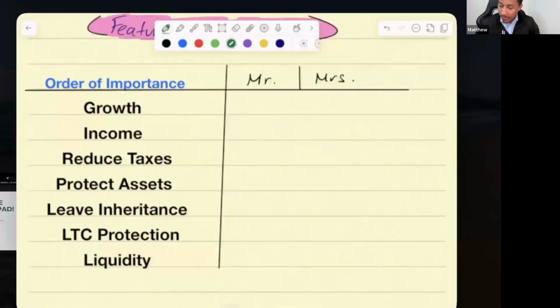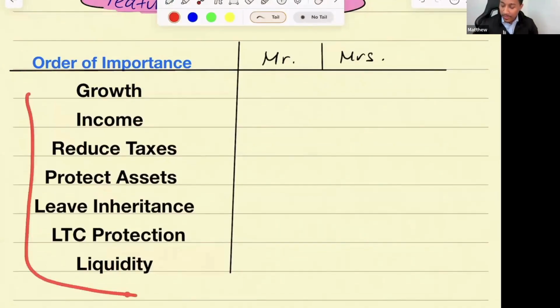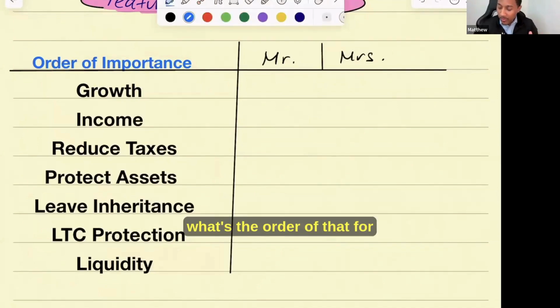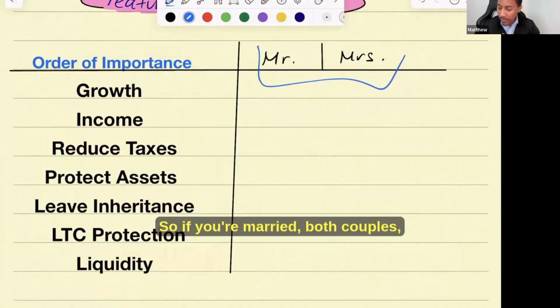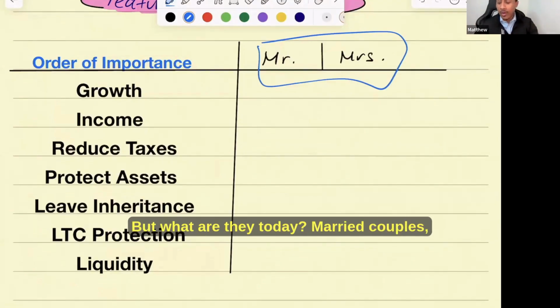All right. Now, as you can see, these are all important. Okay, you would agree with me that these are all important. I want to know, and I want you to know, what's the order of that for you? What's the order of importance? So if you're married, both couples, you can have your own separate numbers. And remember, they are important today, and they could change in the future. But what are they today?